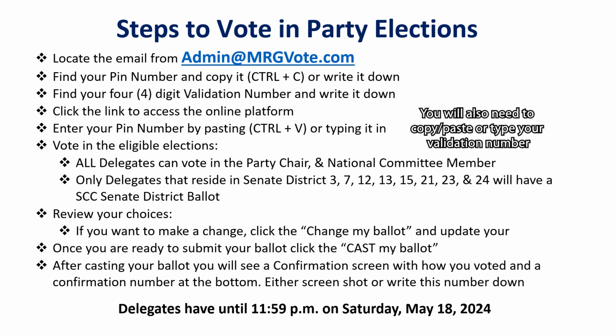So to cast your vote, you just locate the email that you received from MRG. You find the PIN number in the email, and you can copy that with Control-C, or you can write it down. The email will also include a 4-digit validation number that you should write down separately. The email will have a link to the online voting platform, so you just click that link, and then you can paste or type in your PIN number.